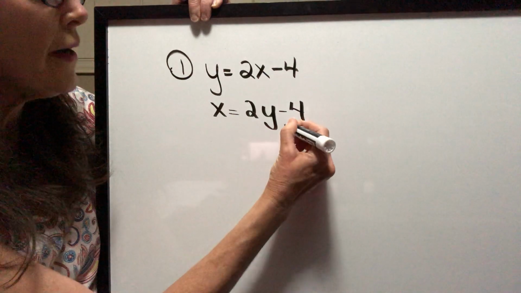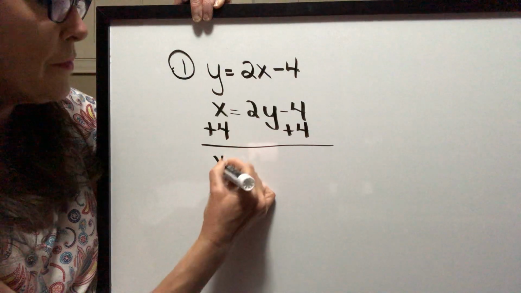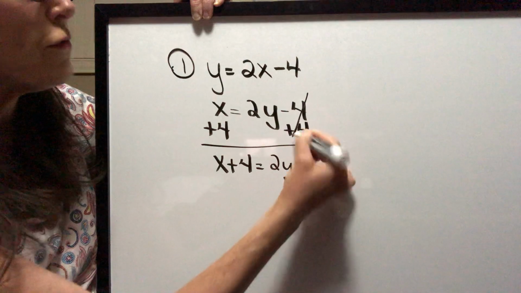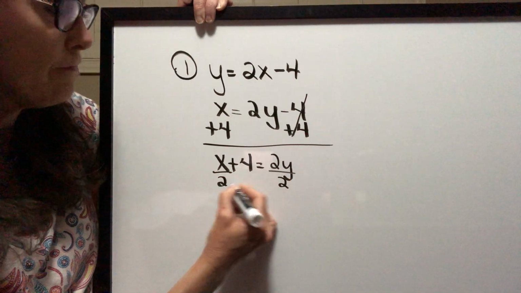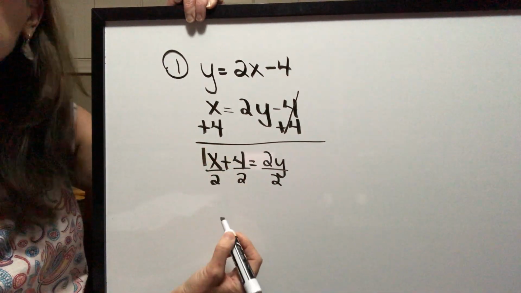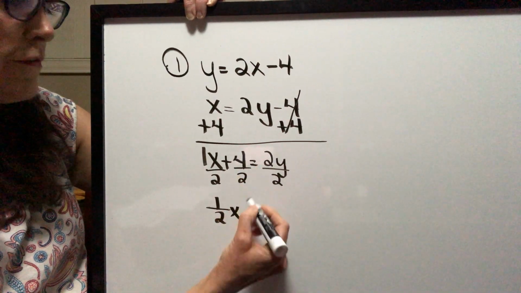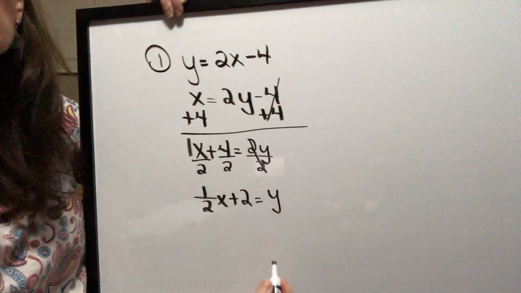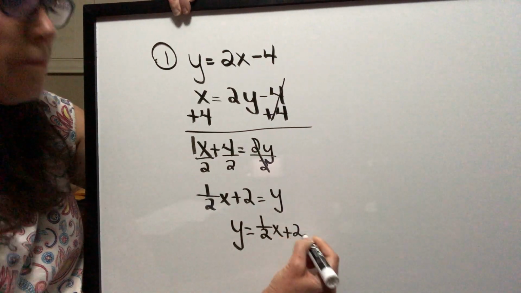To solve for y, I would begin by adding 4 to both sides. So the left side would be x plus 4. And on the right side, we would still have 2y because the 4's would cancel. And then I will divide every term by 2. Now, if you see x over 2, keep in mind that's really 1x over 2. So you can think of it as 1/2 x. And then 4 divided by 2 is 2, and the 2's cancel, leaving y. So your inverse would be y equals 1/2 x plus 2.